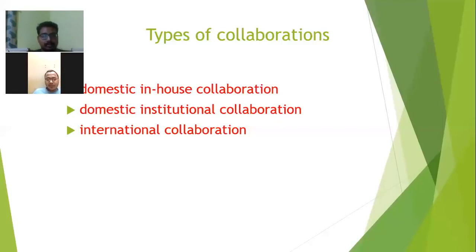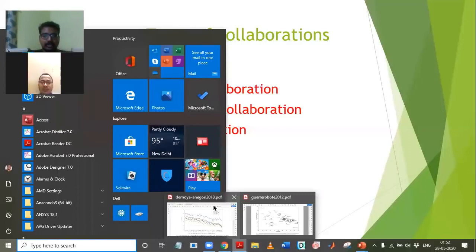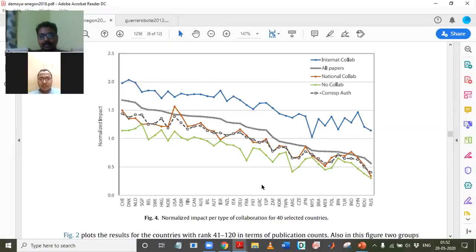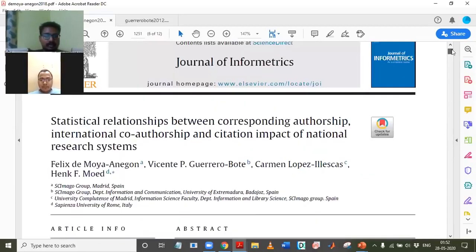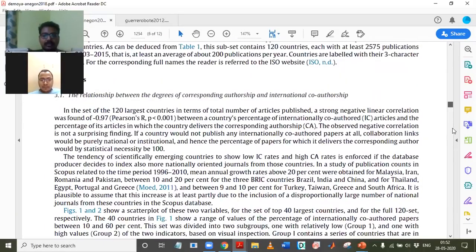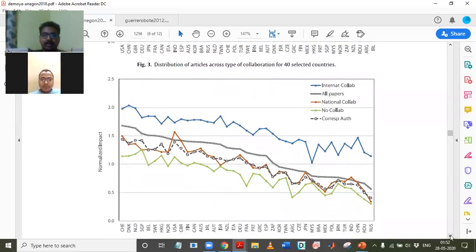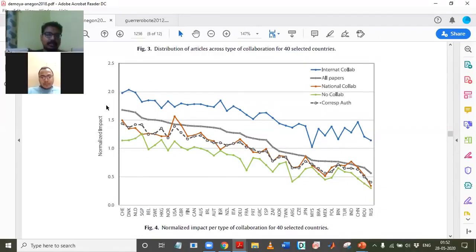Okay. So now, on that note, let us look at a couple of papers that were published on the relative impact of what international collaborations bring. For example, this particular research was published in a SC award. It was published by some researchers from Spain and Italy. In that research, they have found some very interesting evidence. They have essentially compared different kinds of collaborators with respect to their impact.